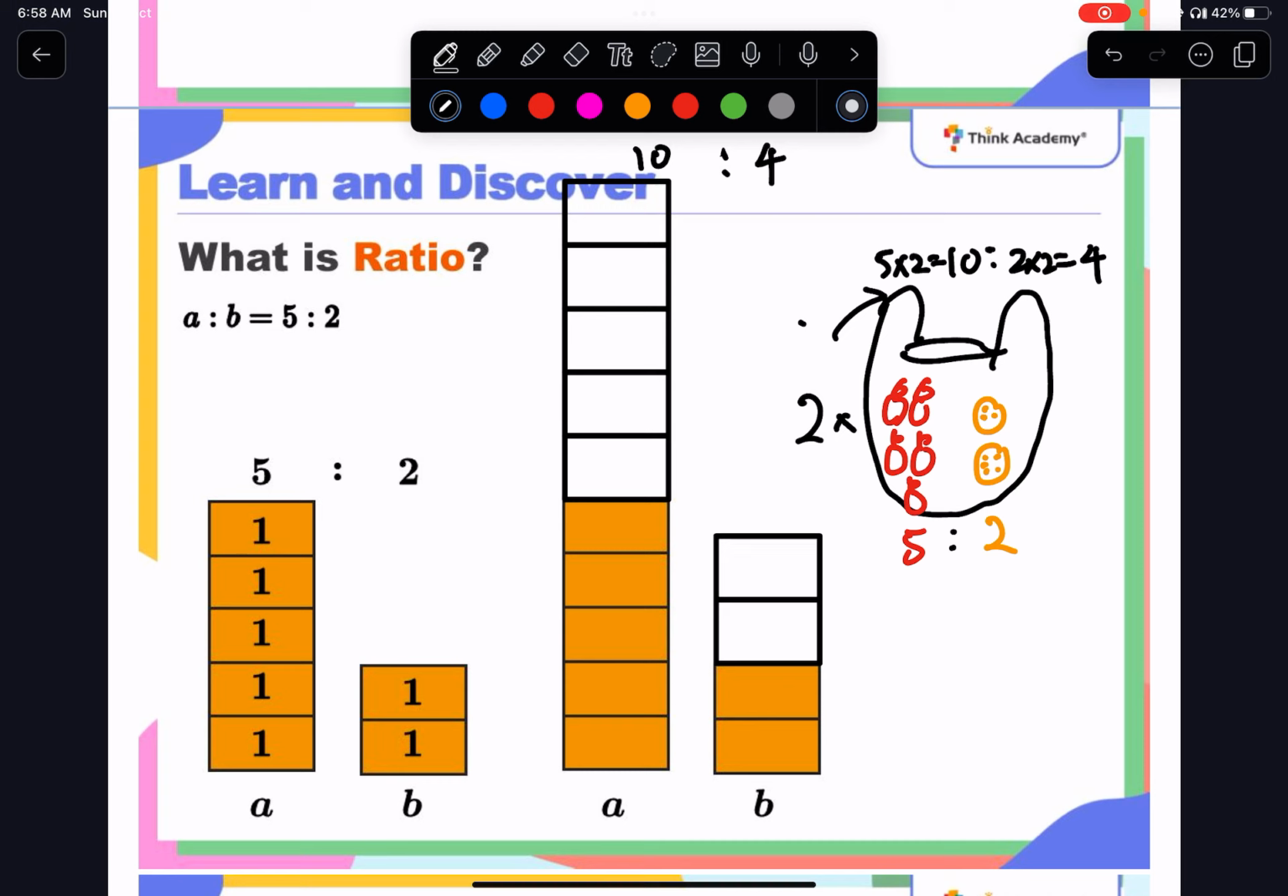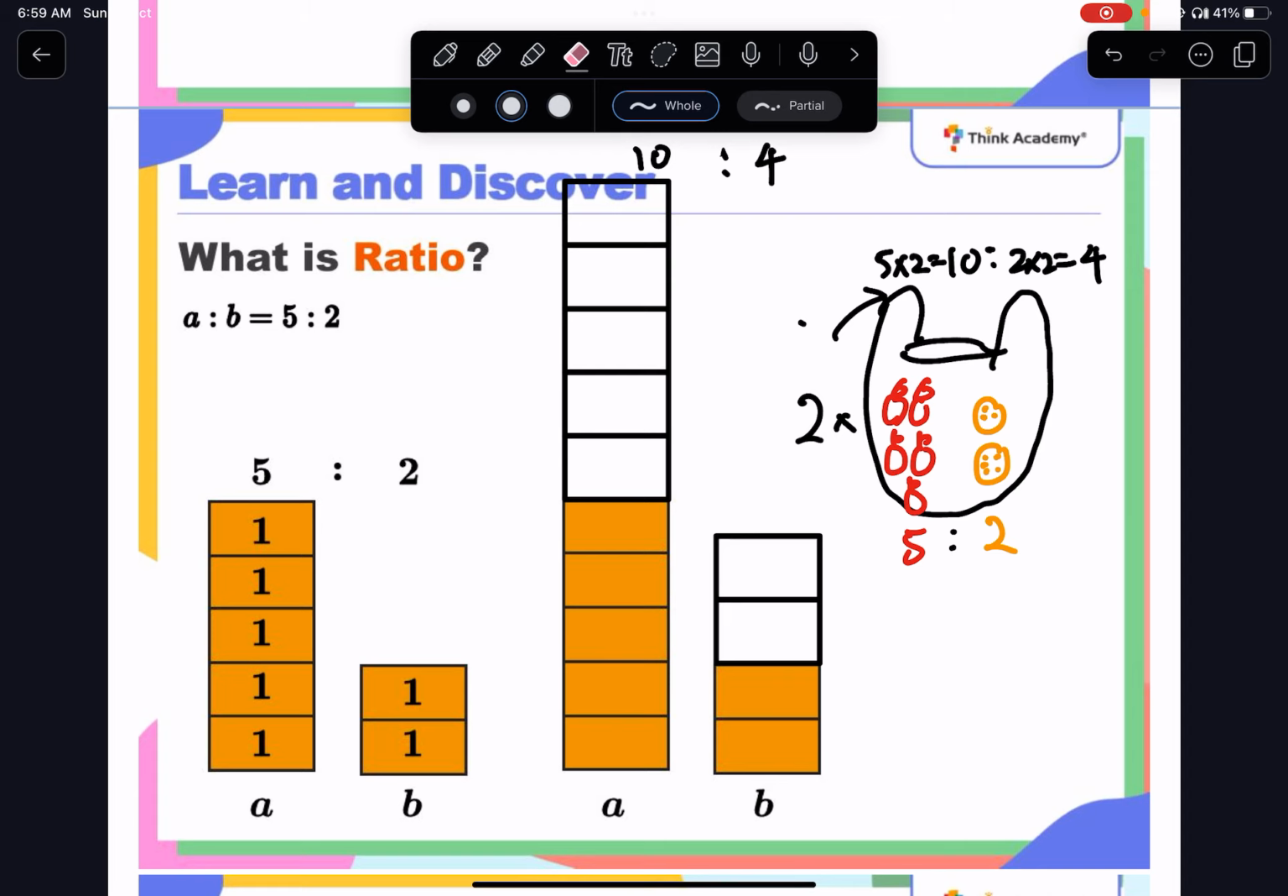So 10 to 4 is the same as 5 to 2. So it means whenever there are 5 apples, there must be 2 oranges. So if there are 10 apples, there will be 4 oranges. Get it? So you can see that for a ratio, there is an equivalent ratio, just like equivalent fractions. 5 to 2 is the same as 10 to 4 is the same as 15 to 6. Okay, 15 to 6. You can multiply the same number on both sides to get the equivalent ratio.